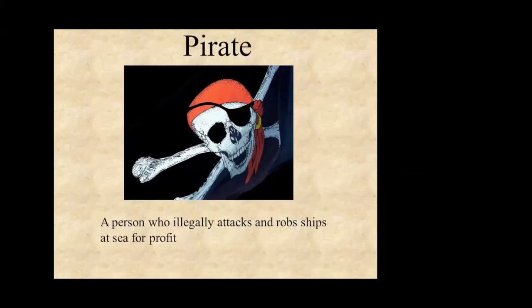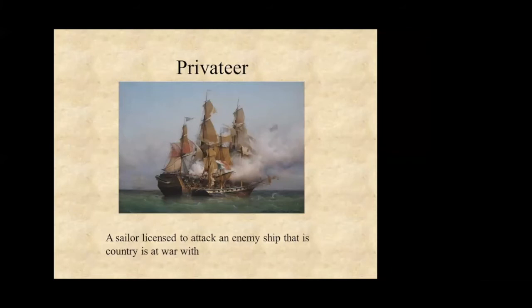What is a pirate? A pirate is a person who illegally attacks and robs ships at sea for profit. What was a privateer? A privateer was a sailor that was given a license to attack an enemy ship that his or her country was at war with. And what does it mean to circumnavigate? This means to sail or travel all the way around the world.